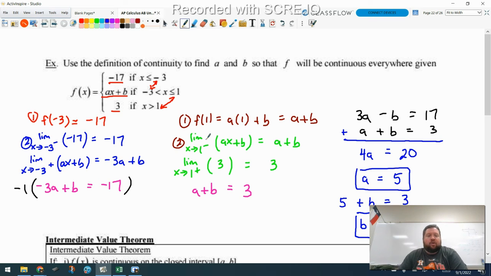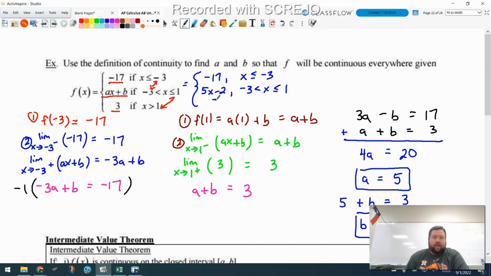All right, this didn't ask us to graph it, but if we did graph our new function, negative 17 when x is less than or equal to negative 3, 5x minus 2 when negative 3 is less than x less than or equal to 1, and 3 when x is greater than 1. All right, if we graph that, we would see that it's a continuous function.